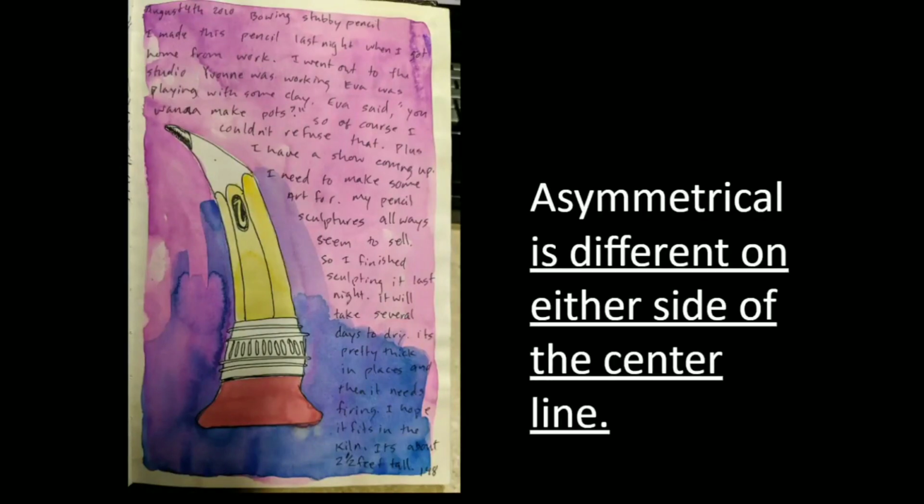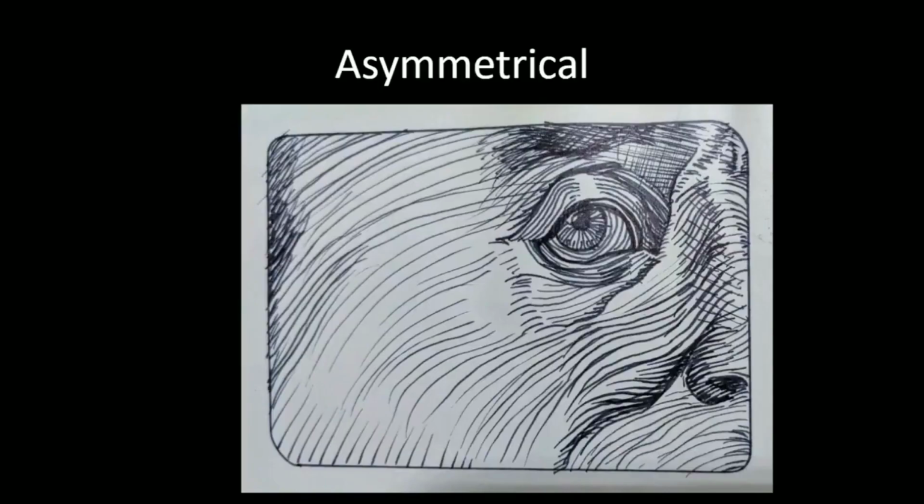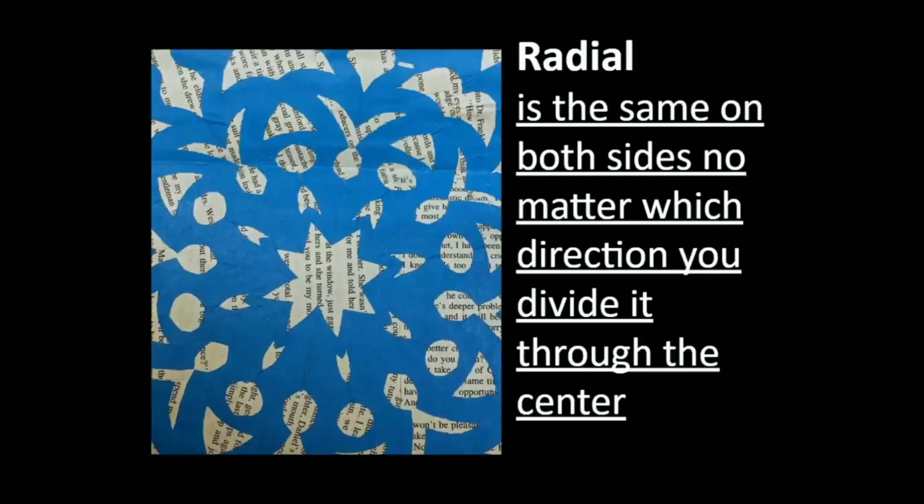Asymmetrical is different on either side of the center line. And radial is the same on both sides, no matter which direction you divide it through the center.